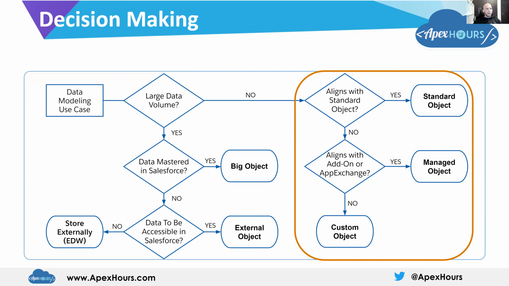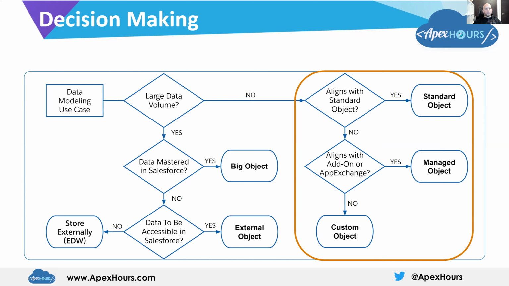If we start from the top left, we look at our data modeling use case. The first question we need to ask ourselves is, are we dealing with large data volume? Large data volume means, are we dealing with millions of records or not? If we are in the millions of records or tens of millions or higher, then we are dealing with large data volumes, and then we go down on the flow chart. We need to ask ourselves, is that data mastered in Salesforce?